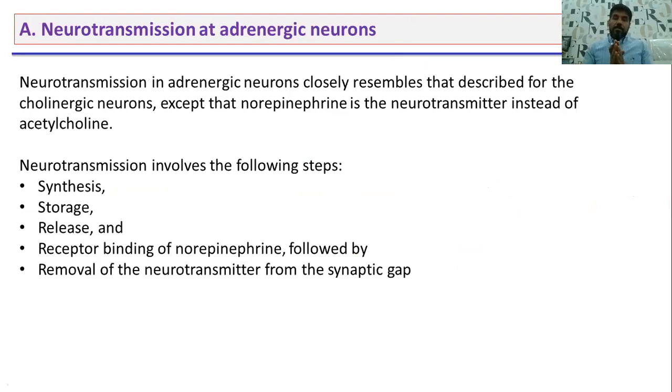You remember, my students, in the last lecture we talked about the process of synthesis, storage, release, and then binding of the acetylcholine to its receptor. And finally, we talked about the mechanisms of removal of acetylcholine from the synaptic cleft. Here we are going to talk about the same steps, but here we are talking about norepinephrine instead of acetylcholine. So we have synthesis, storage, release, binding of norepinephrine, and finally removal.